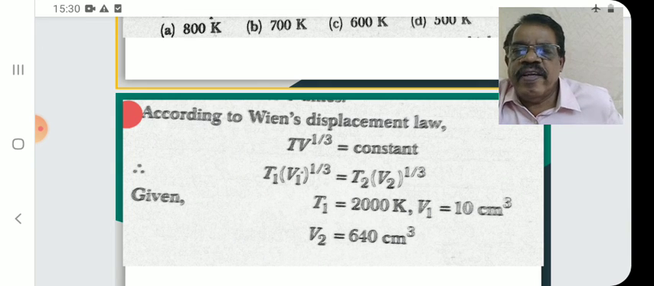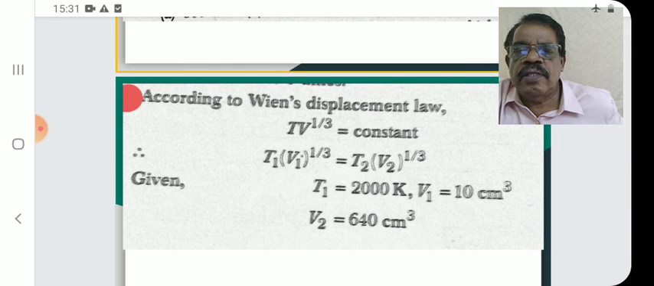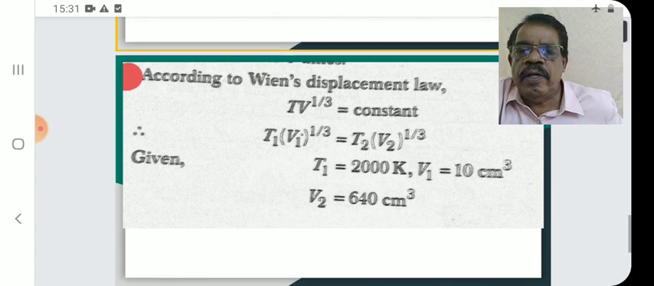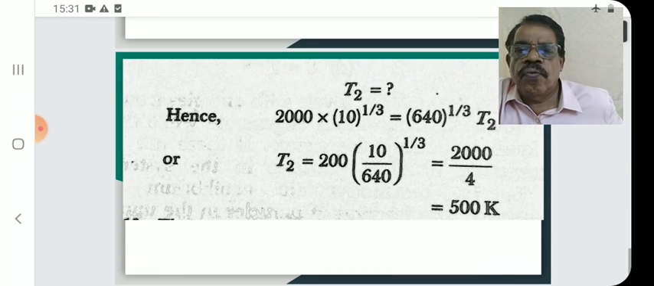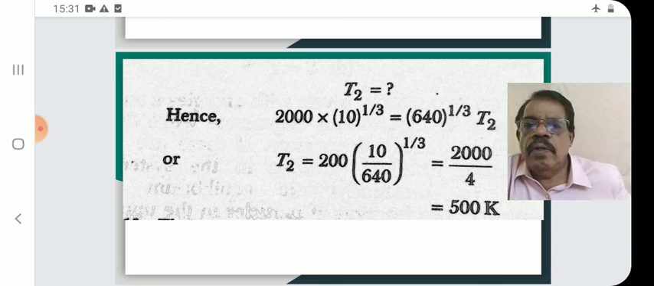Answer. According to Wien's displacement law, T V raised to 1 by 3 is constant. This is Wien's displacement law connecting temperature and volume. So T1 V1 raised to 1 by 3 is T2 V2 raised to 1 by 3. T1 is 2000 K, V1 is 10 centimeter cubed, V2 is 640 centimeter cubed, and we have to find T2.